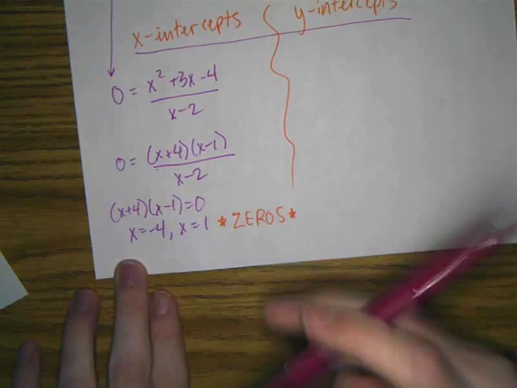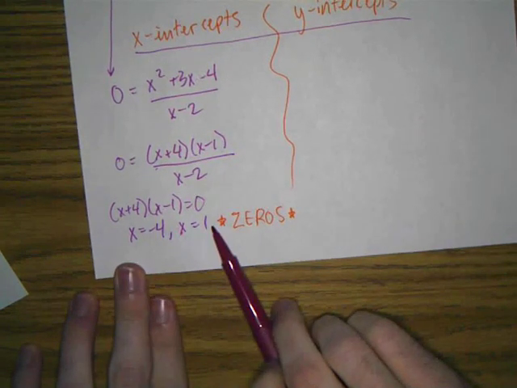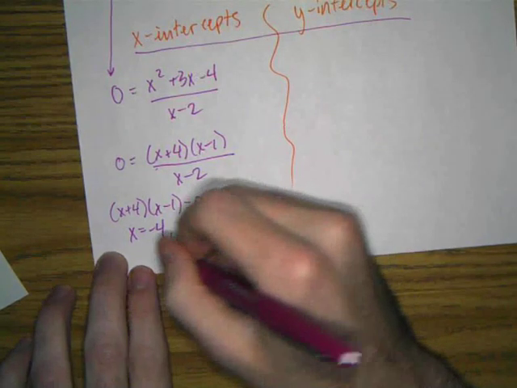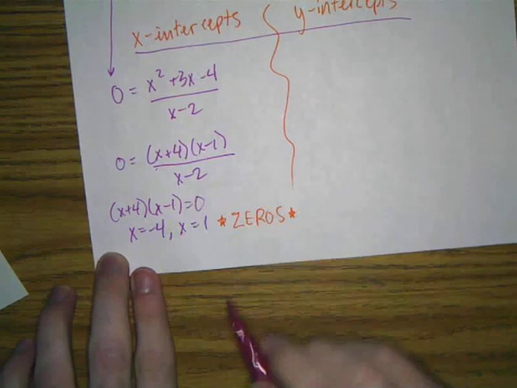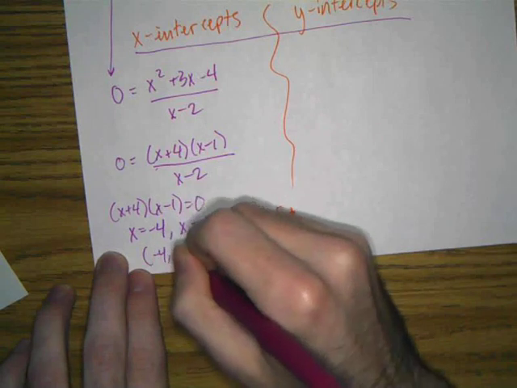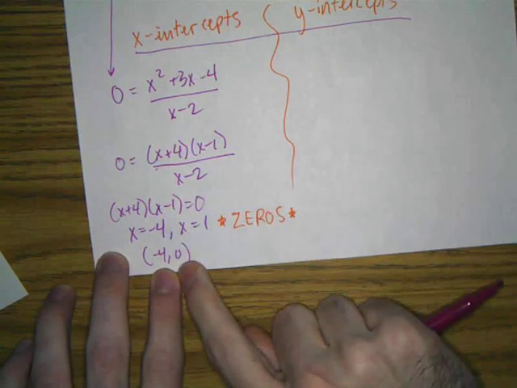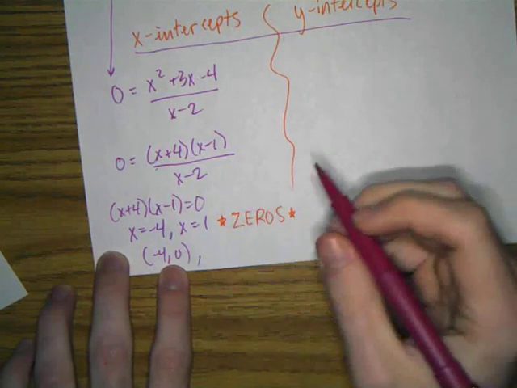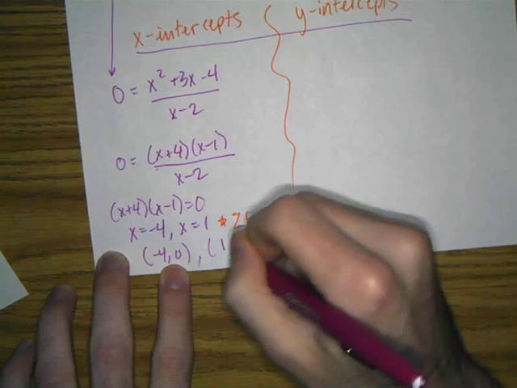Okay? And so to find the points of each of these, remember, we took y and set it equal to 0, so we can say that our coordinate points are -4, 0, because remember we set y equal to 0 to find the x-intercepts. And then the other one is 1, 0.